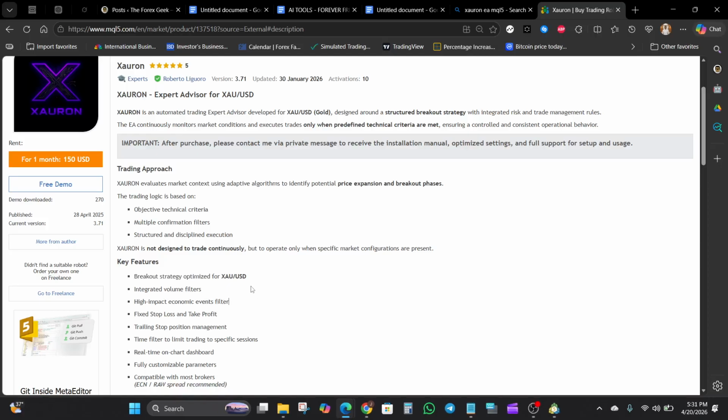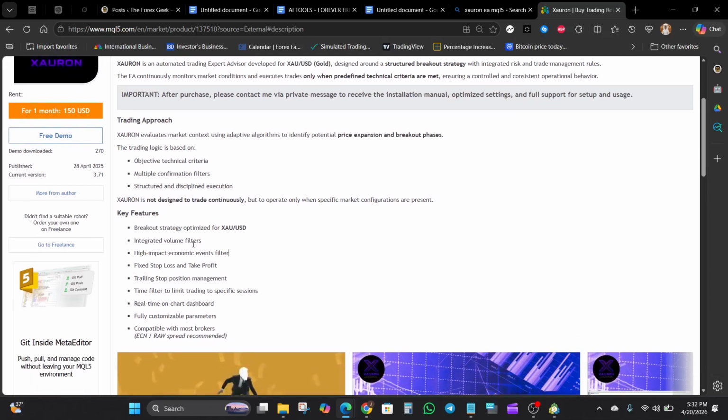That already gives us a good foundation, because gold is an asset that tends to move strongly during certain periods, especially when volatility expands. The developer also mentions that the EA does not trade continuously. You can see that here. The XAURON is not designed to trade continuously, but to operate only when specific market configurations are present. So it is more of a selective system rather than something that is constantly in the market.